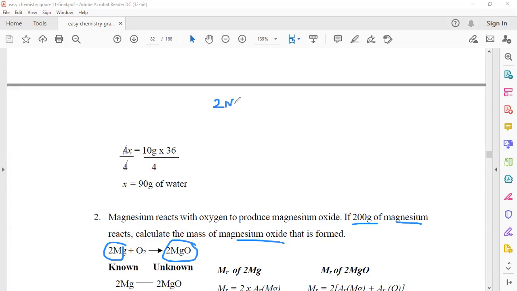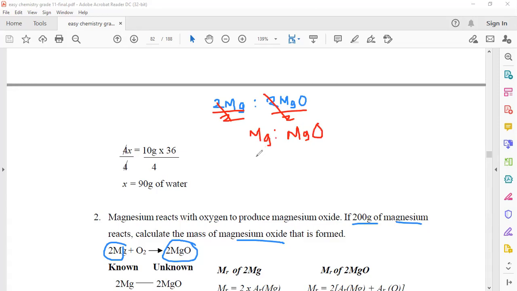So 2Mg and 2MgO. Again, you can use the principles of mathematics. You have the same coefficient, so you can divide the coefficient to write it in the simplest form so that it remains Mg and MgO.